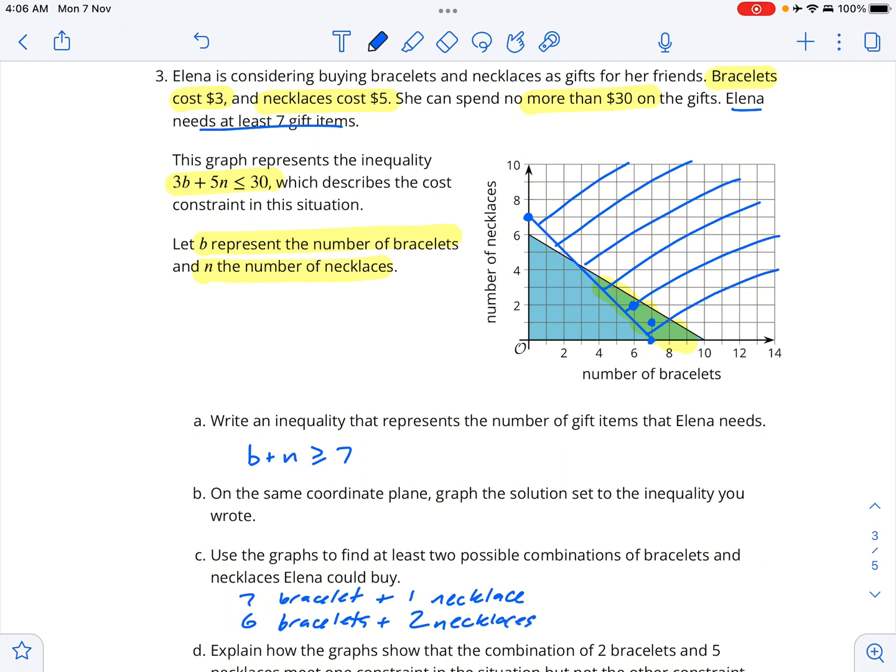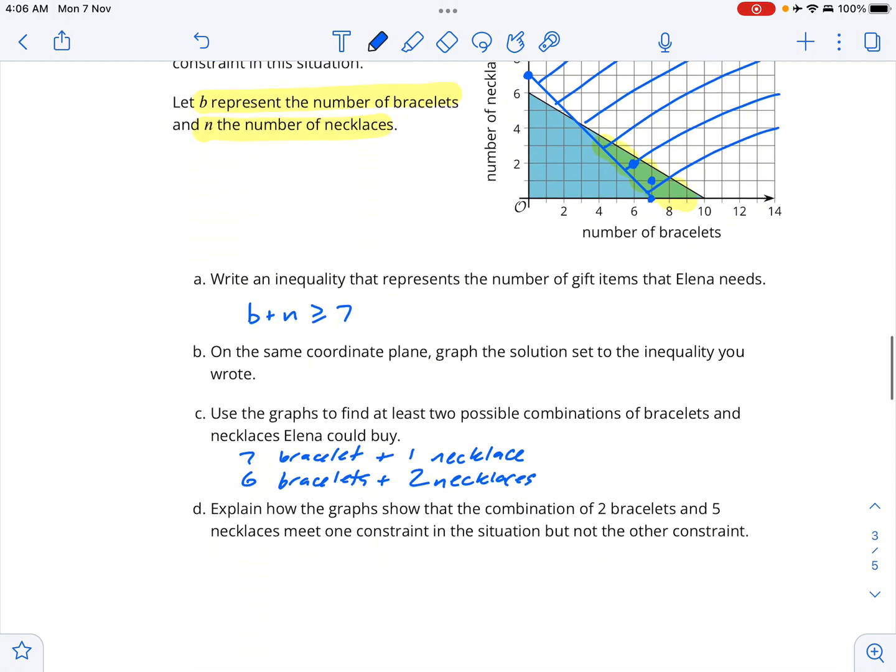And you want to make sure that you do pick whole numbers in this one because you aren't going to buy like 0.5 of a necklace or a bracelet. So you do have to look where the grid lines come together. There's some more combinations I could have gotten, but that's 2 possible ones.